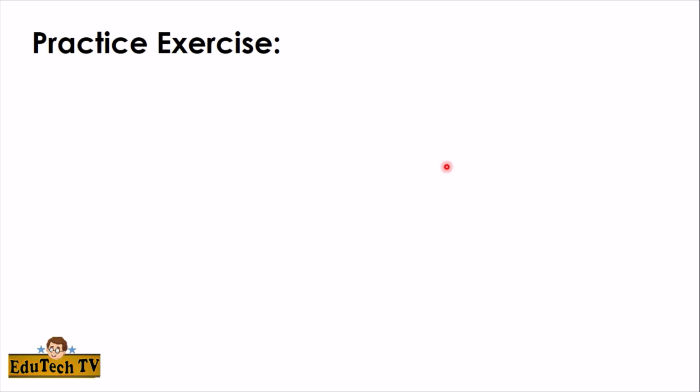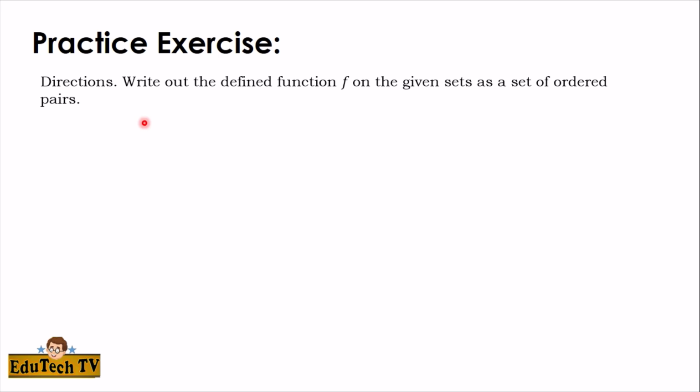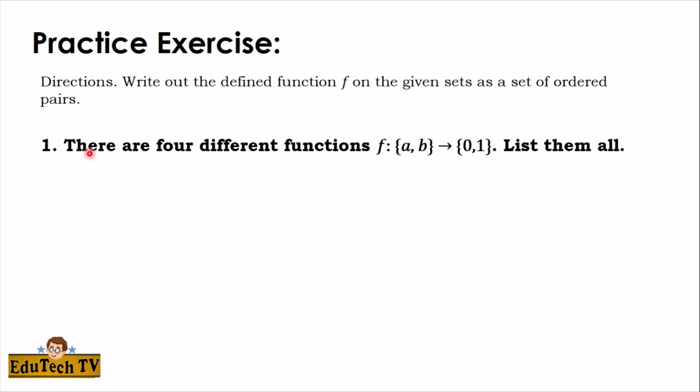Okay, so let's have this practice exercise for you to understand what function is. Directions, write out the defined function f on the given sets as a set of ordered pairs. Number 1, there are 4 different functions. So yung function natin is from AB to 0, 1. So list them all. Take note, yung function natin, hindi nauulit ang X. Pwedeng maulit dun sa Y, pero hindi pwede doon sa X.